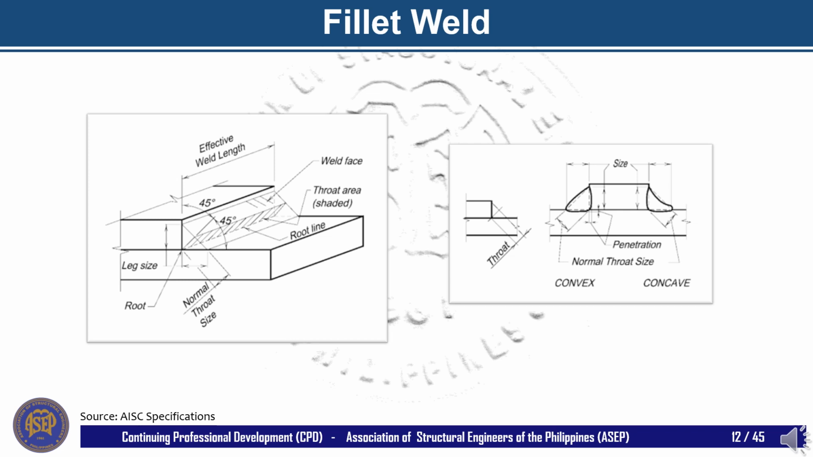Fillet welds do not fully fuse the cross-sectional areas of the base metal, but it is possible to develop the full strength of the connections. The size of a fillet weld is specified in terms of the leg size, even though the strength of the weld is theoretically controlled by the size of the throat.